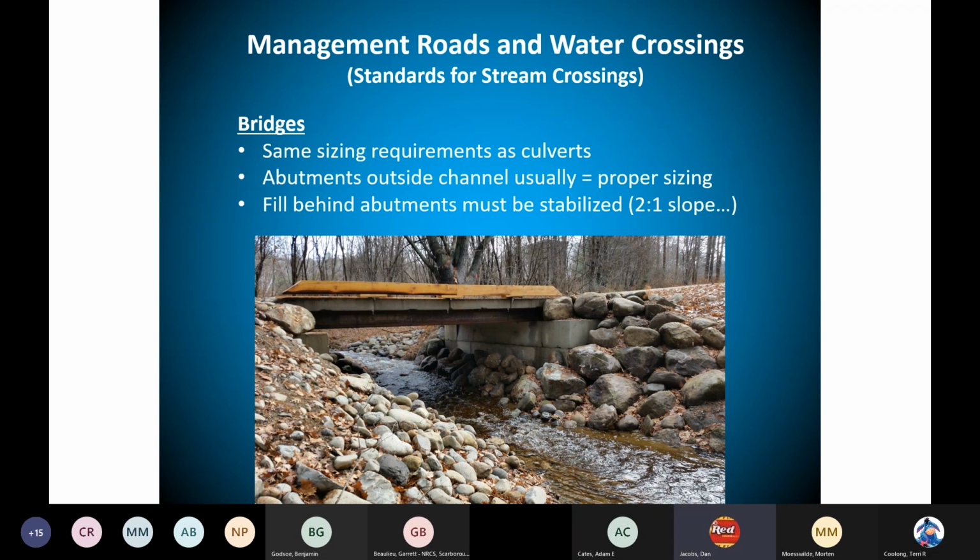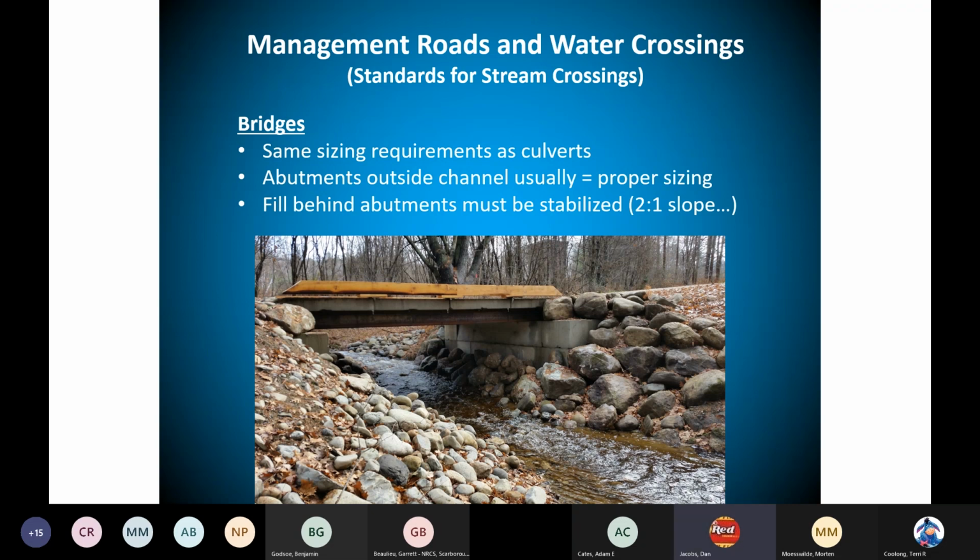Bridges. So we've talked about stream crossings in general, we've talked about culverts, and now we'll talk just really briefly about bridges, but the standards are similar. You have to have a properly sized crossing structure. The bridge has to be sized appropriately. And typically, if you are spanning the channel, depending on the height of your bridge, if you're 1.2 bankfull width, you're typically going to have a properly sized structure in terms of having the right cross-sectional area. But the sizing requirements are the same. Structure opening has to be 2.5 times the cross-sectional area of the stream.